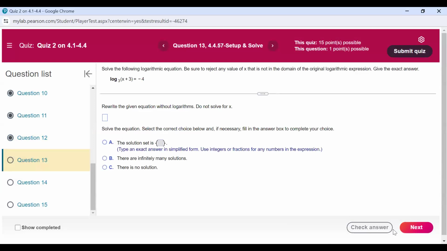Okay, solving this log equation, being sure to reject any values that's not in the domain. So log base 3 of x plus 3 equals -4. We need to change it to exponential form first. And so the base is 3, the exponent is -4. So 3 to the -4 equals x plus 3.